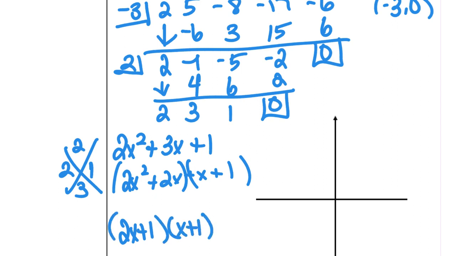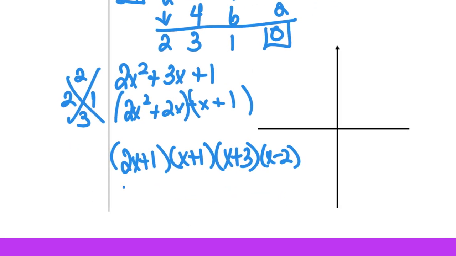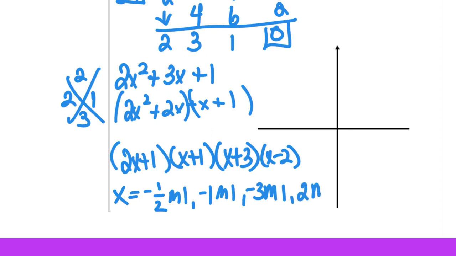Okay, now sometimes I'm going to give you roots and I'm going to ask you to write them as factors. So we have 2 factors there. We're going to go ahead and take those 2 roots and include it. So if I asked you to put it in factored form, you would put x plus 3, and then you would continue with x minus 2. And those would be our 4 factors, correct? Meaning each of our roots is also just going to have a multiplicity of 1. So here we have x equals negative 1/2, multiplicity 1. Negative 1, multiplicity 1. Negative 3, multiplicity 1. And 2, multiplicity 1.